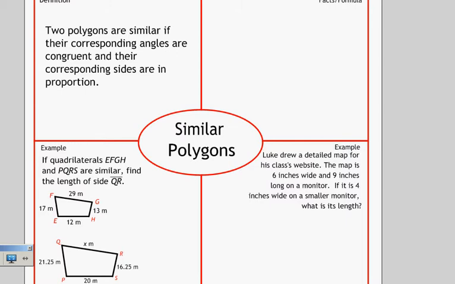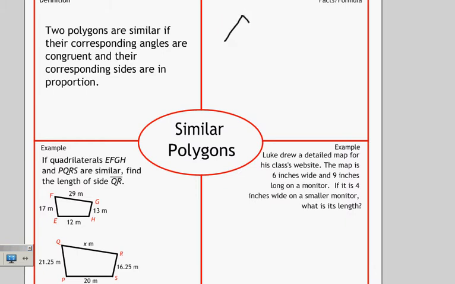The most difficult thing about similar polygons is determining which sides and angles are corresponding. Now, when you look at this example down here, it's not too difficult because the polygons are set up so that they match one another. That's not going to be the case with some of your homework. They'll go ahead and flip the shape, they'll twist it around, but they'll still be similar. So it's your job to figure out which sides are corresponding.